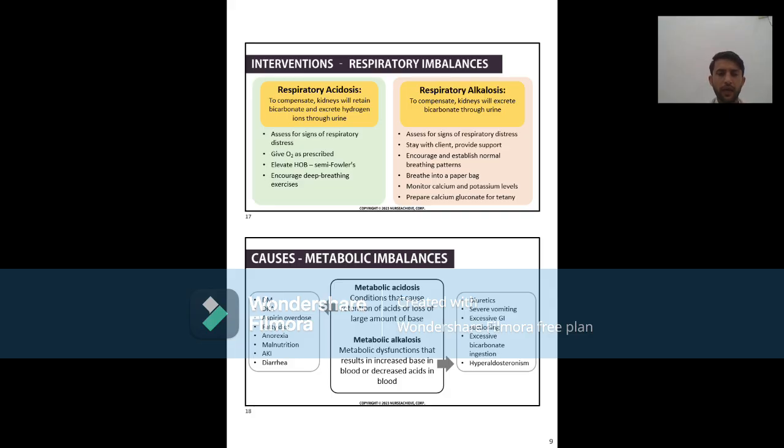In hyperaldosteronism, high levels of the hormone aldosterone force the kidney to retain sodium and dump potassium and hydrogen ion into the urine. This continuous loss of acid ion directly triggers metabolic alkalosis.